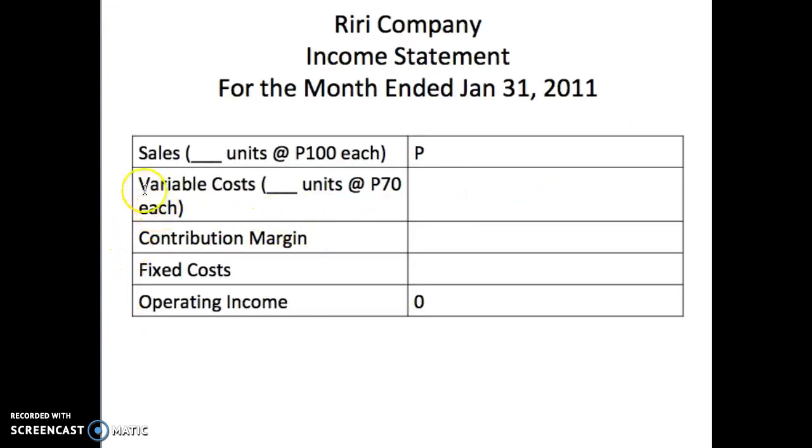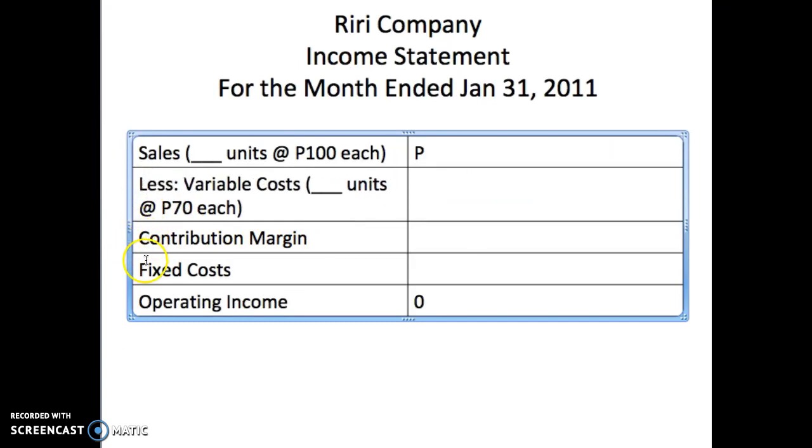Okay. So let me just put in the operations here. Now, fixed costs amount to 24,000 pesos. Since we have a break-even point here, remember that your fixed costs and your contribution margin are equal to each other during break-even point. So we immediately have 24,000 here. Now, we need to compute for the variable costs and the sales.